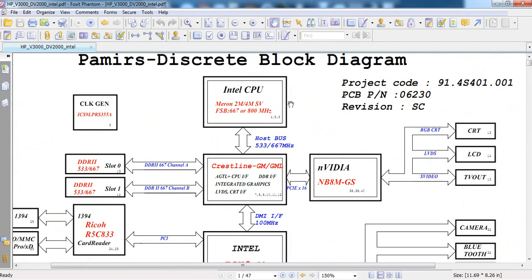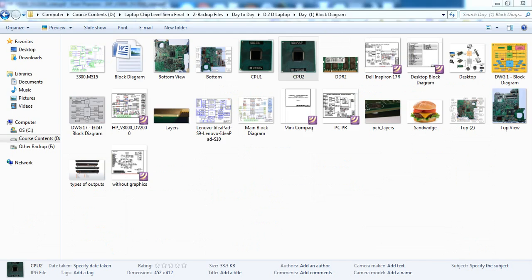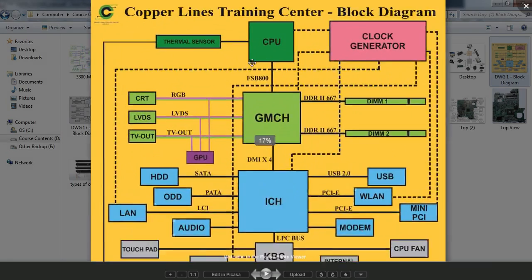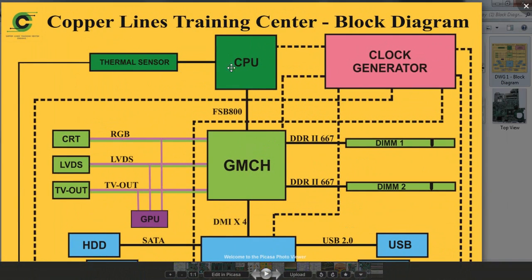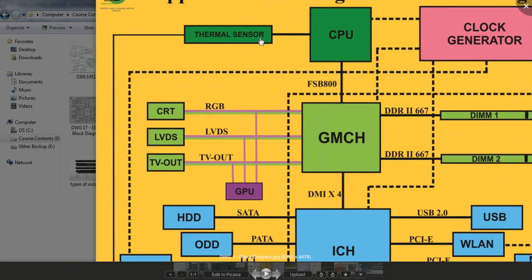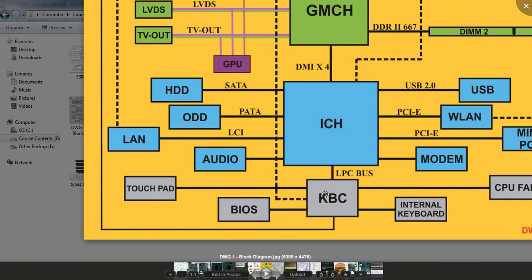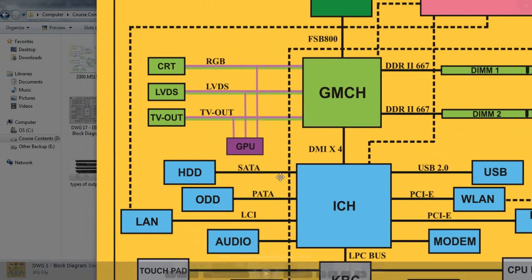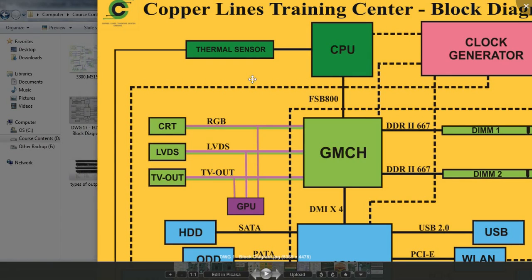Suppose the microprocessor gets overheated, then the processor sends the signal to, I'll show you on this block diagram, yeah, this is the thermal sensor. If the CPU gets overheated, then the CPU sends the signal to the thermal sensor. Now the thermal sensor is connected with the keyboard controller. Okay, the SIO chip. Now the SIO chip sends the return signal to the thermal section to power on the CPU fan, which is fixed on the CPU side.